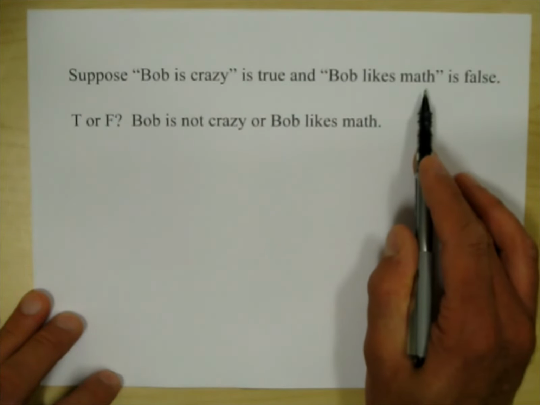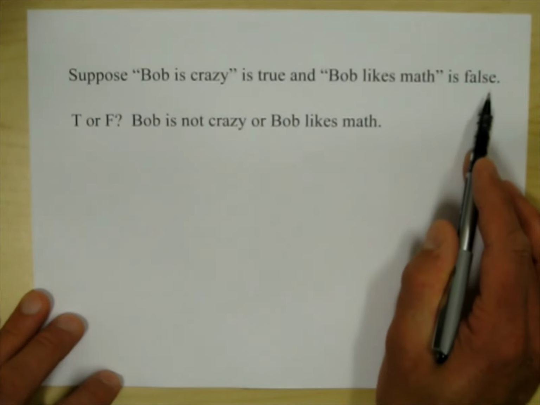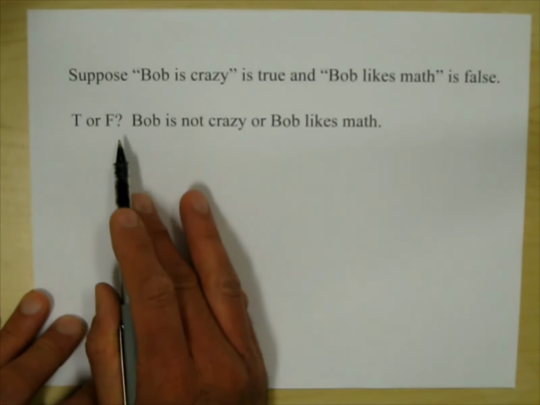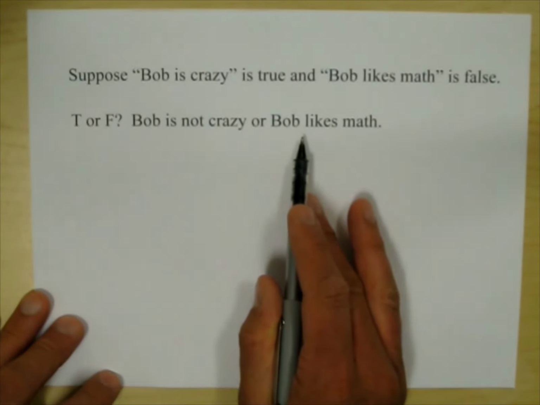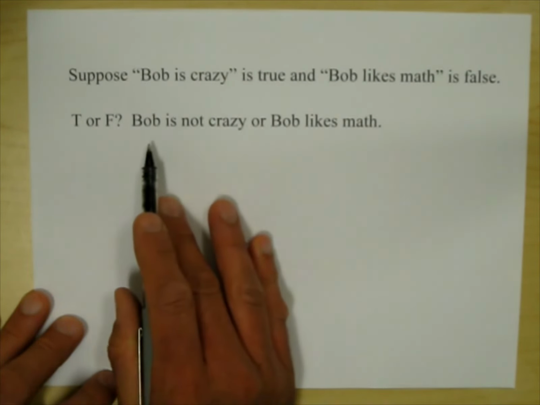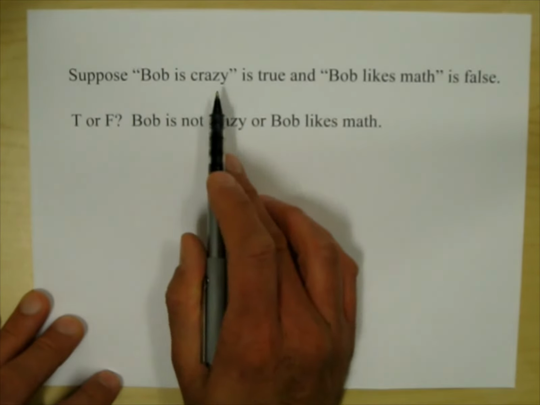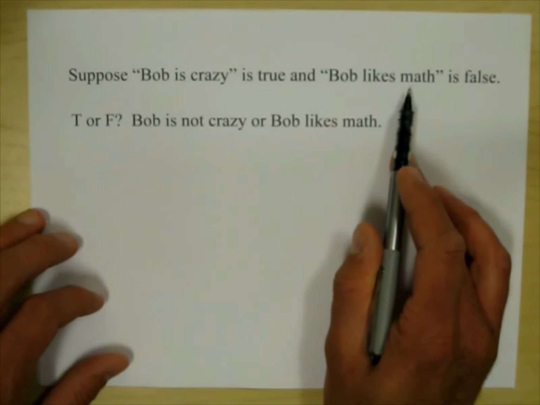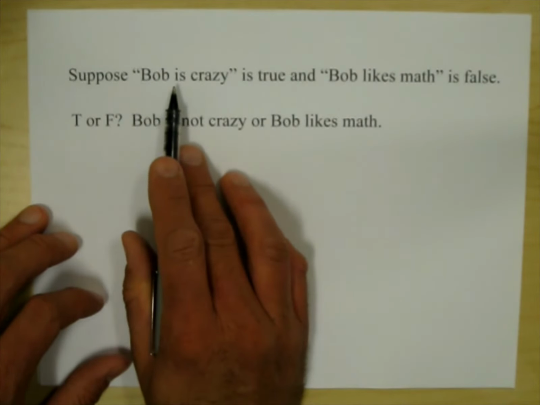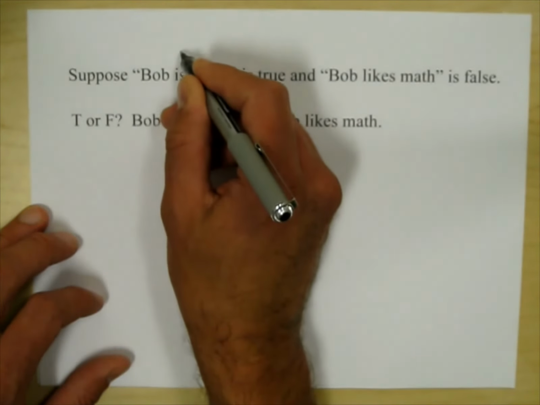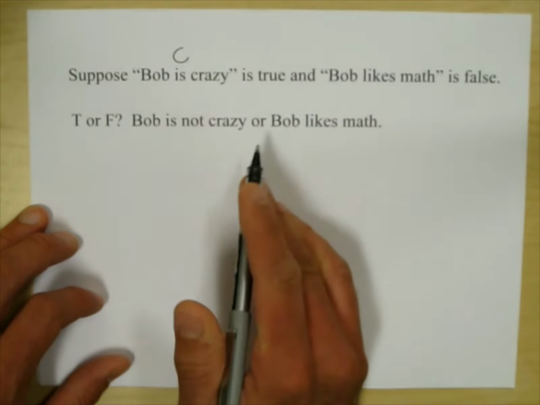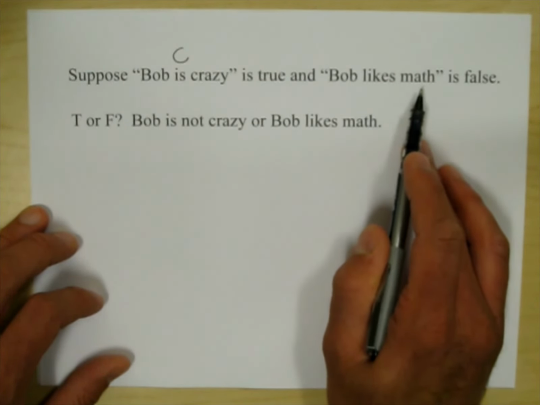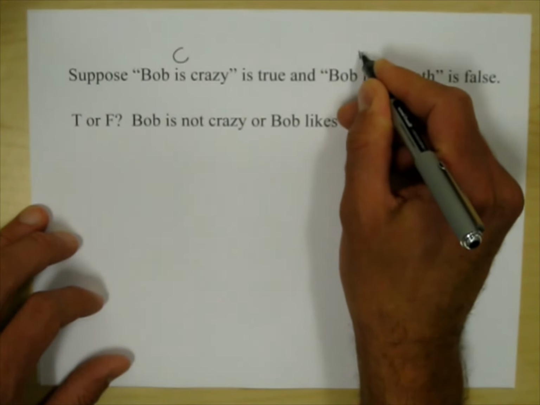And Bob likes math is false. True or false? Bob is not crazy or Bob likes math. So we're analyzing this based on what the simple statements have in terms of truth values. So what I'm going to do is I'm going to call this Bob is crazy statement, I'm going to call it statement C. And Bob likes math, I'll call that statement M.